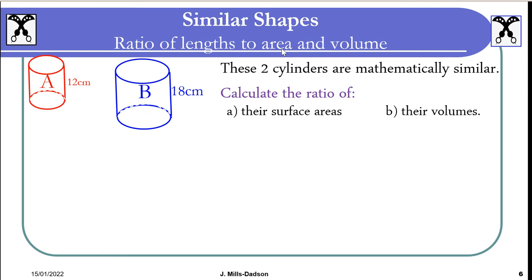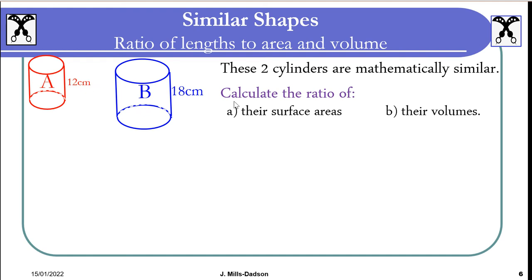Ratio of lengths to area and volume. Okay. We have two cylinders. They are mathematically similar, A and B. Height 12 for A, 18 for B. We are supposed to calculate the ratio of their surface area and the ratio of their volumes.